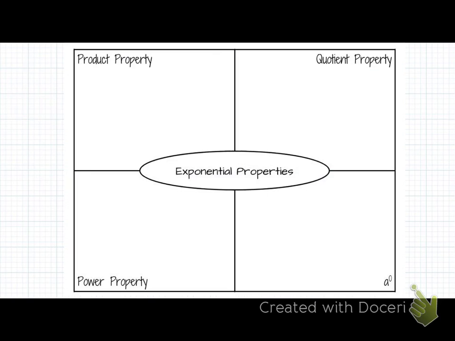So we're going to take some notes now in this. This is a Frayer model. Usually you would draw this in your notebook, but today I'm going to pass it out to you. We're going to go through each of these properties and write these down. So the first one's the product property, and these are all exponential properties. It's at the top left.